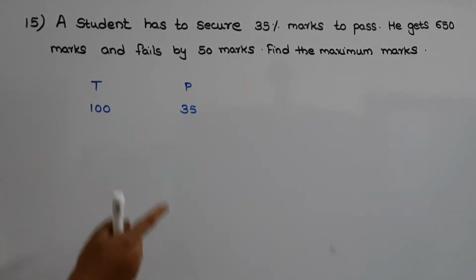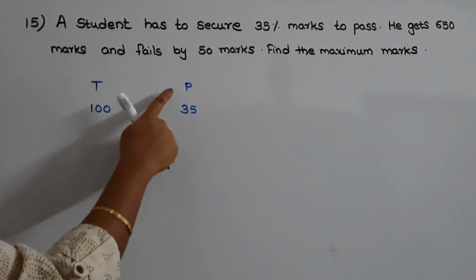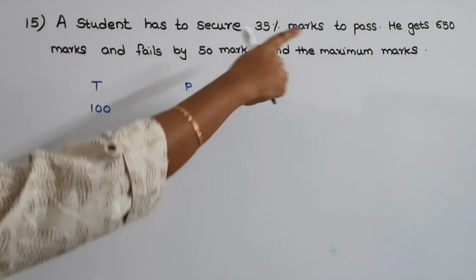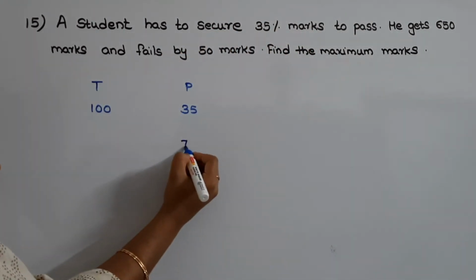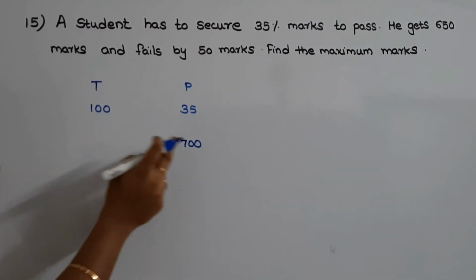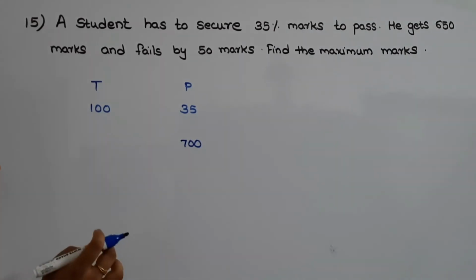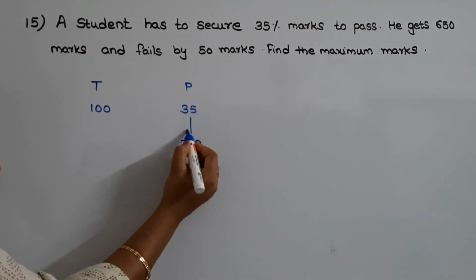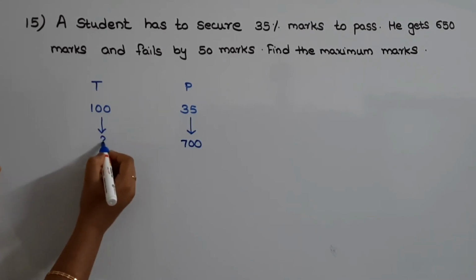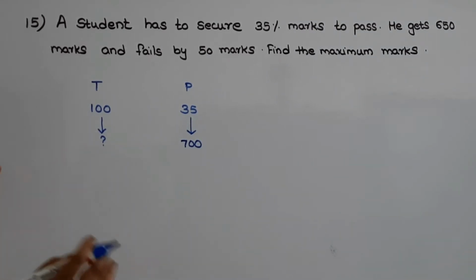that is 700. If the total marks was 100, the passing marks is 35, but the passing marks is given as 650 plus 50, that is 700. So we need to find out what the total marks is when the passing marks is 700. So this 35 can be written as 700. So how can we write this 100? On finding this value, we will get the total marks.